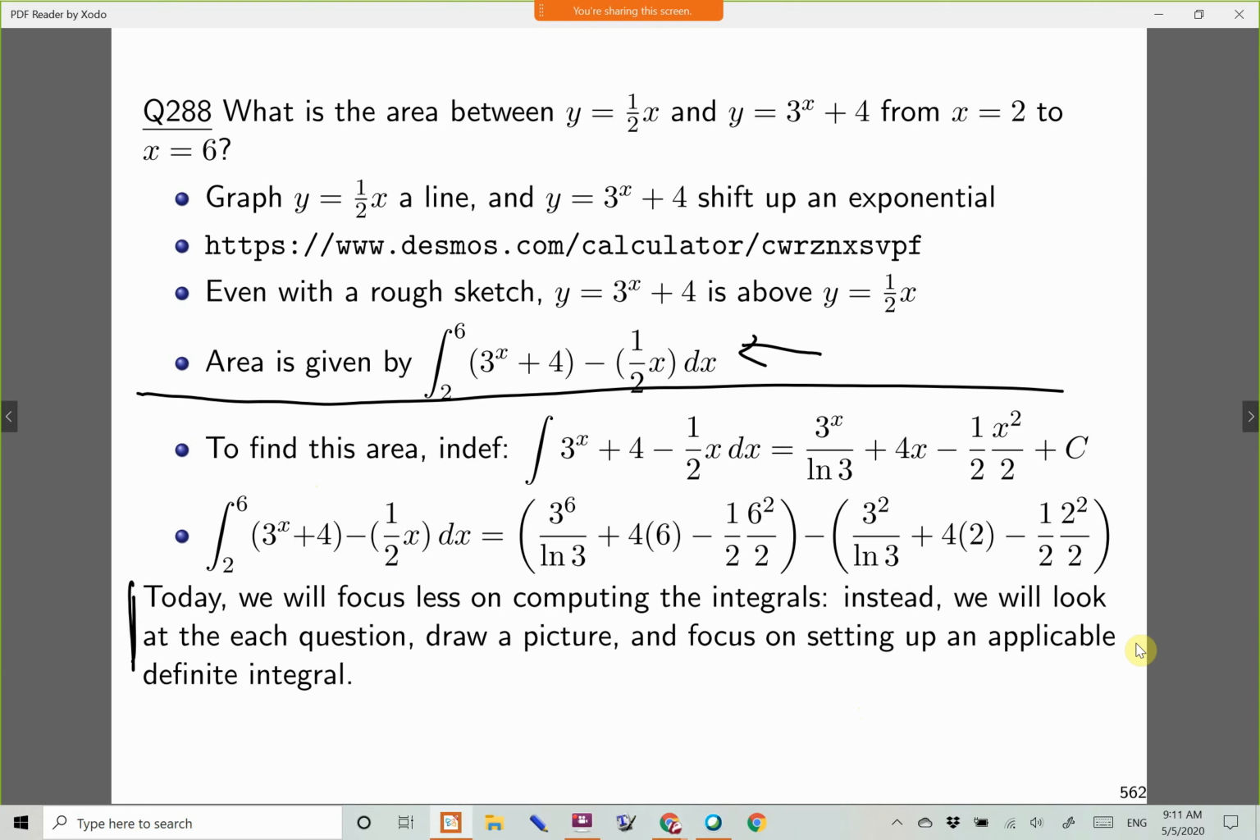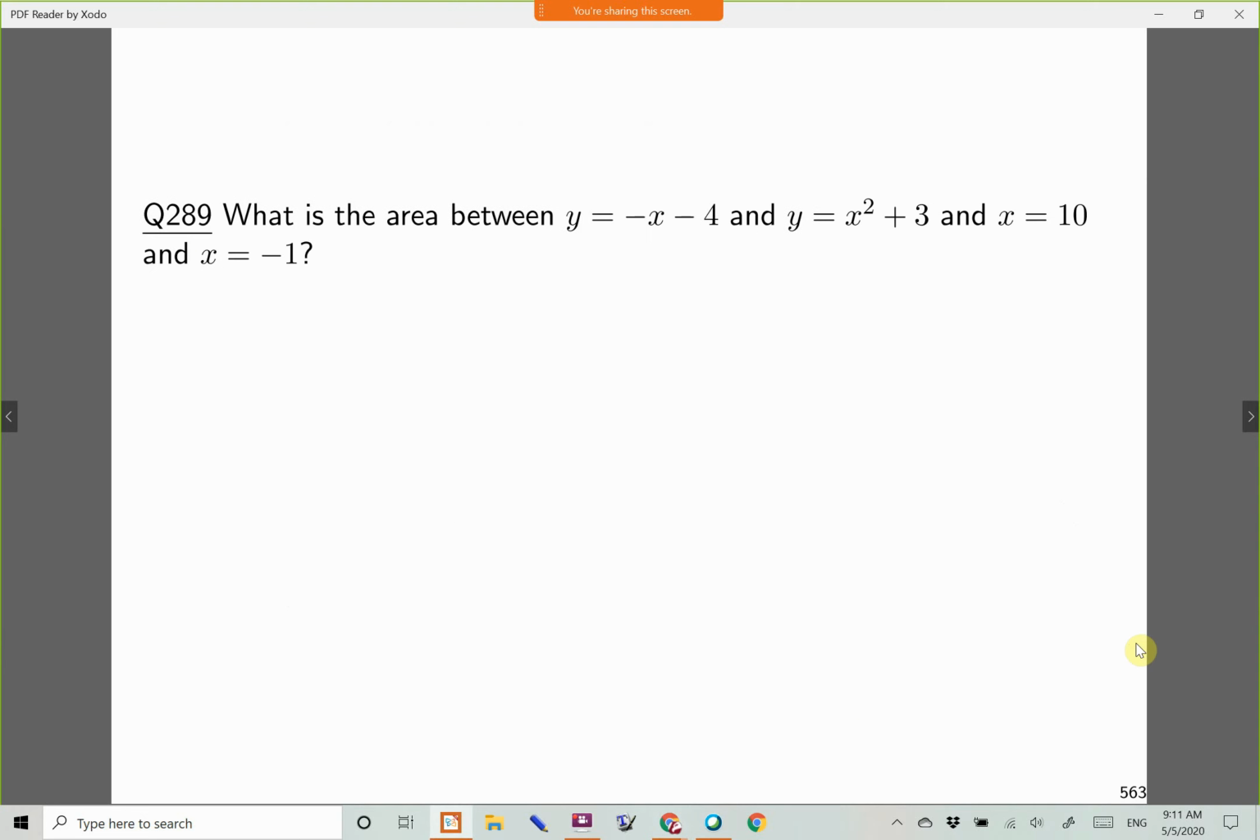Okay, so let's look at the next example. What is the area between y equals negative x minus 4 and y equals x squared plus 3 and x equals 10 and x equals negative 1? First of all, x equals 10 and x equals negative 1 are two vertical lines, right? Yes, x equals a fixed number, those are vertical lines.